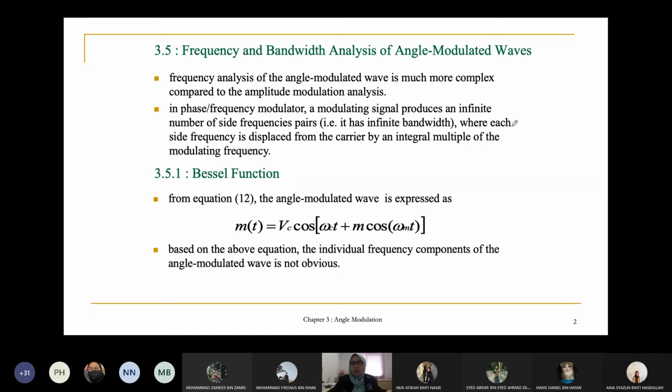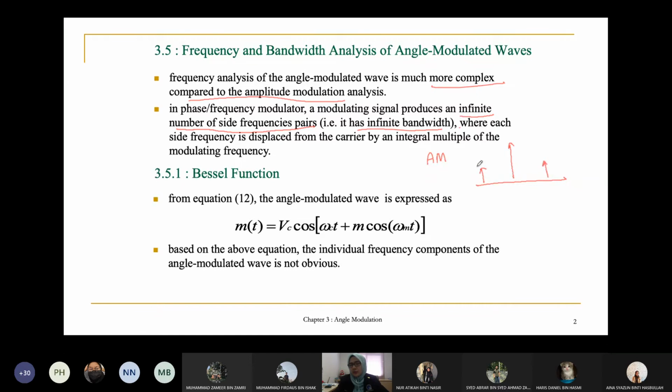If you look at the statement here, the frequency analysis of the angle modulated wave is much more complex compared to amplitude modulation. Why? Because for phase or frequency modulation, the modulating signal will produce an infinite number of side frequencies, and therefore it has an infinite bandwidth, where each side frequency is displaced from the carrier by an integral multiple of the modulating frequency. If you still remember, for amplitude modulation, you have the frequency spectrum like this.